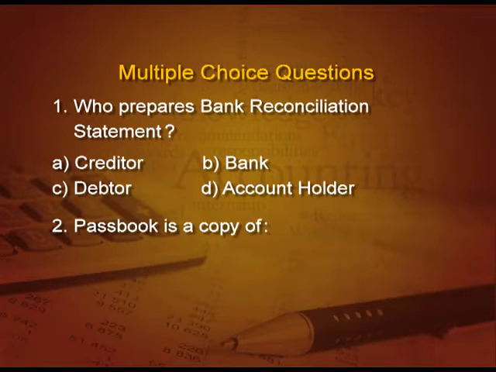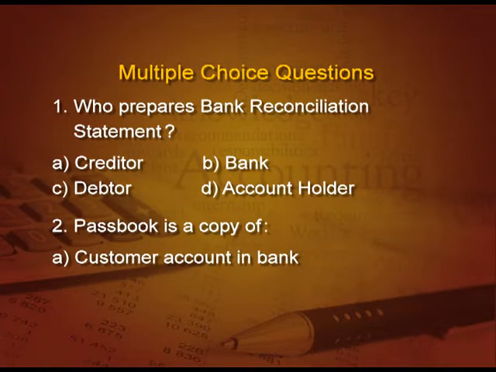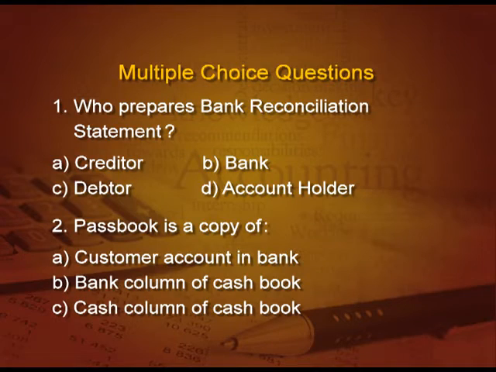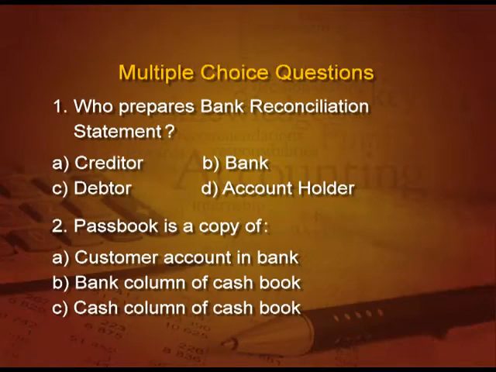Second question is, passbook is a copy of what? A, customer account in the bank, B, bank column of the cash book, or C, cash column of the cash book. I hope you know that C is not there. So, whether it is A or B, I repeat again, A, customer account in the bank or B, bank column of cash book? Yes, the answer is A, customer account in the bank, right.